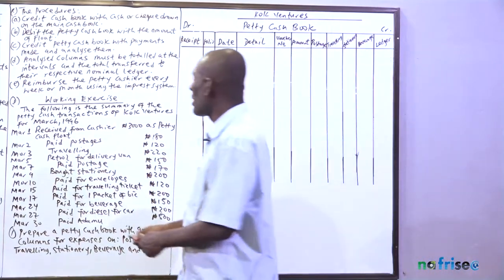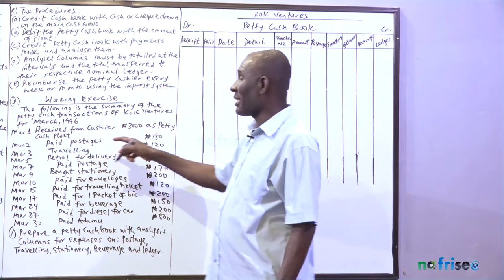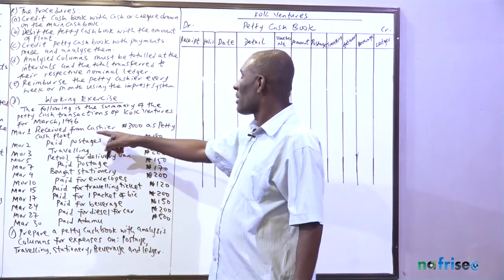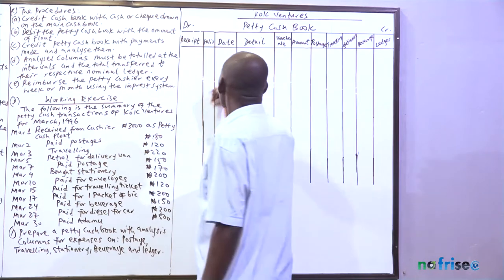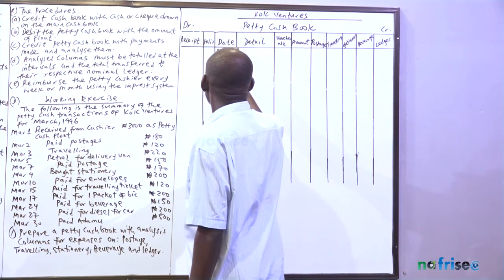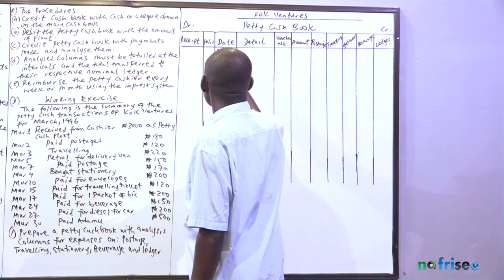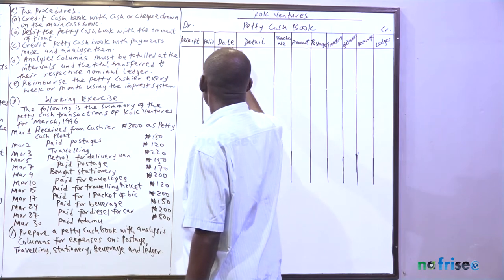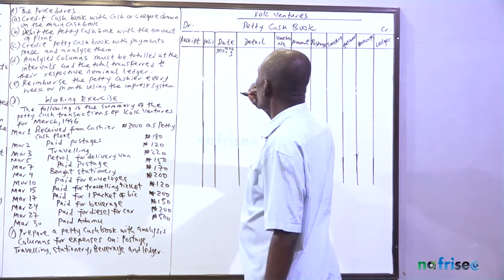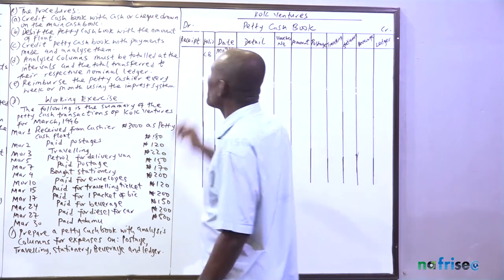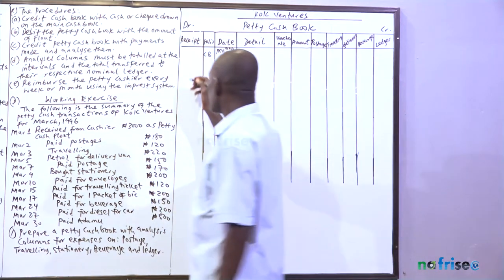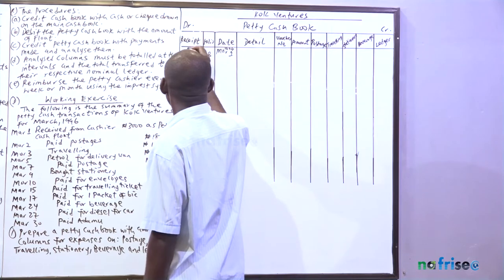Let's take the first one. March 1, we have started now. March 1, received from cashier 3,000 naira as petty cash float. So we go to the date, March 1. This is 1996. Let's put 1996 here. March 1. Now, folio will be CB. CB means cash book. And the amount received is 3,000 naira.